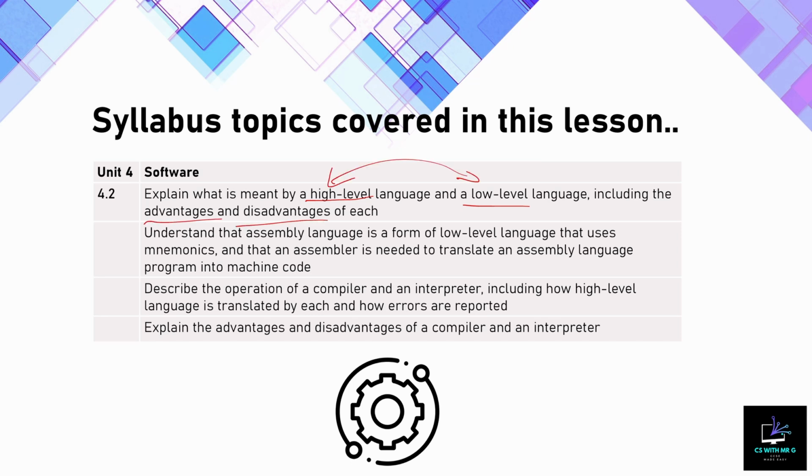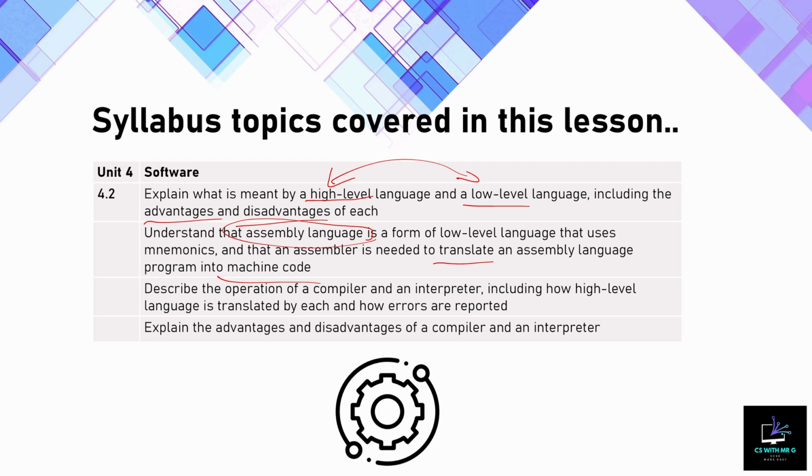Secondly, we're going to look at this term assembly language. So we need to know what assembly language is and how it looks. And then we also need to understand how assembly language is translated into machine code. Machine code is quite easy to understand, but there's a process of translation between these two terms, and this is something else we'll go through.